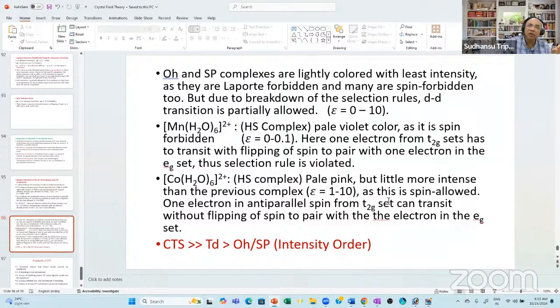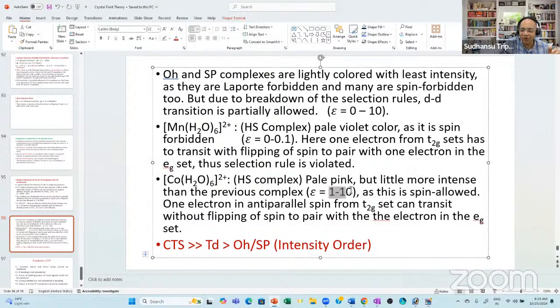it has been allowed, because there was some Pauli pairing, so that electron will go and pair without change in spin, so that is why it is spin allowed. Therefore its absorptivity is a little more.